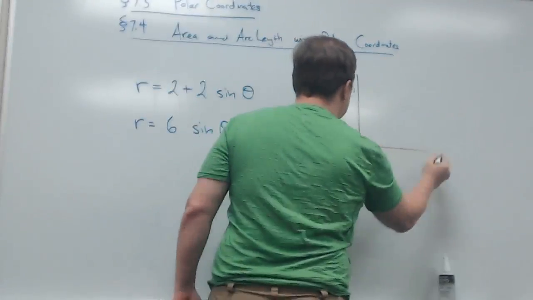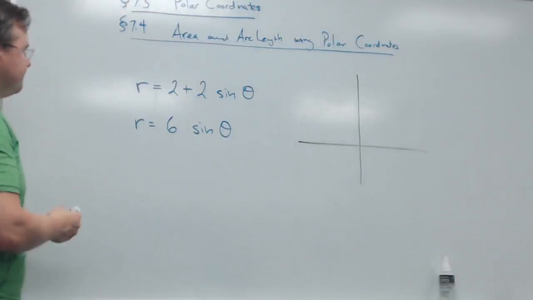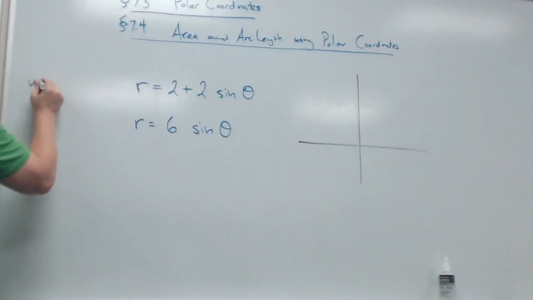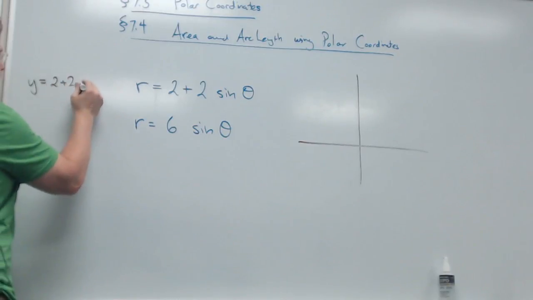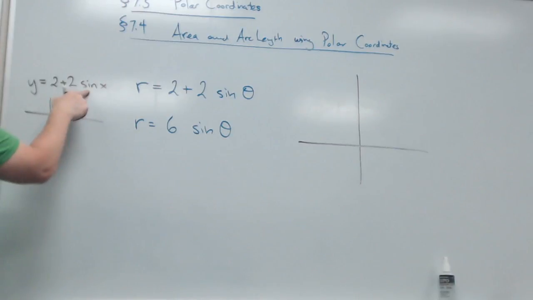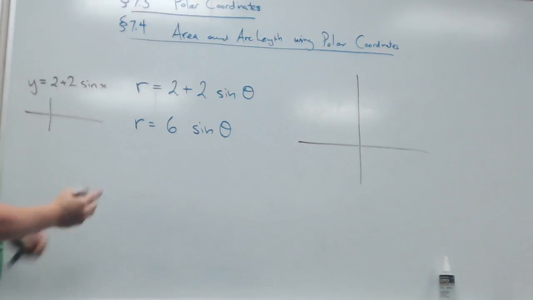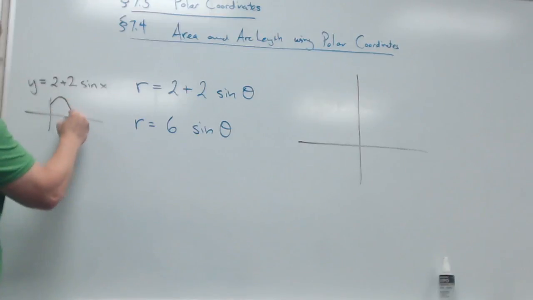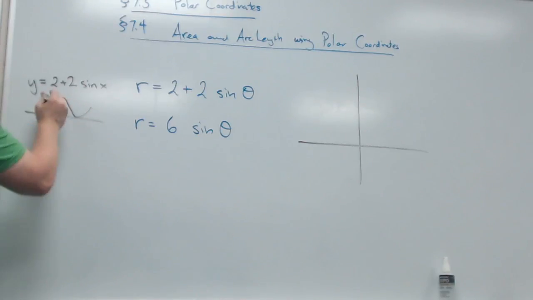I'm thinking in the back of my mind, I know what the graph of this looks like. That looks like a sine curve stretched by 2 and shifted up by 2. That means it's going to go between 0 and 4, oscillating around 2. Is that right? This one has the circle. I'm just trying to come up with that, if I didn't have that.